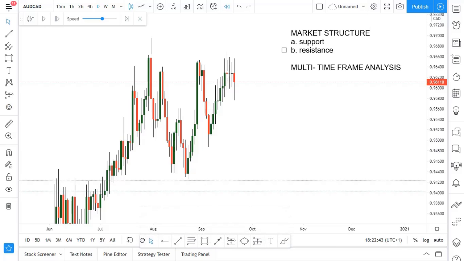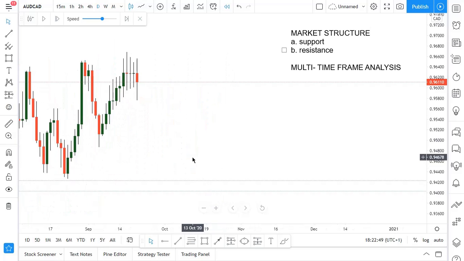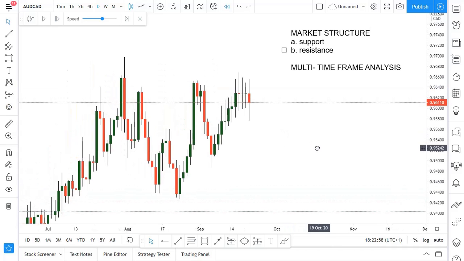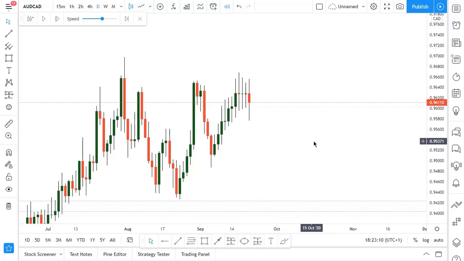Now, market structure is simply the support and resistance. As simple as that. They are very important in chart analysis. Very, very important. Identifying your structures in the market is key to becoming successful and knowing price movement in the financial market.